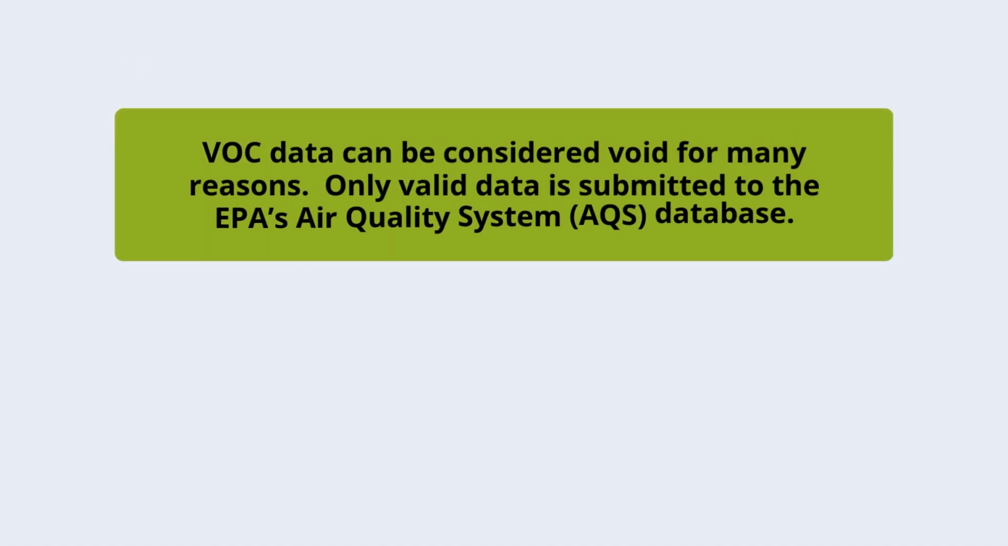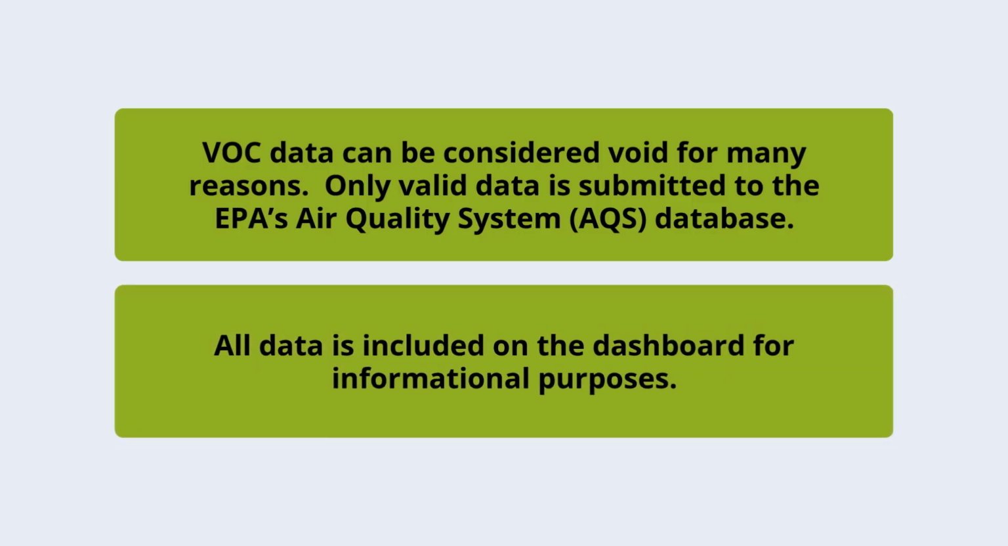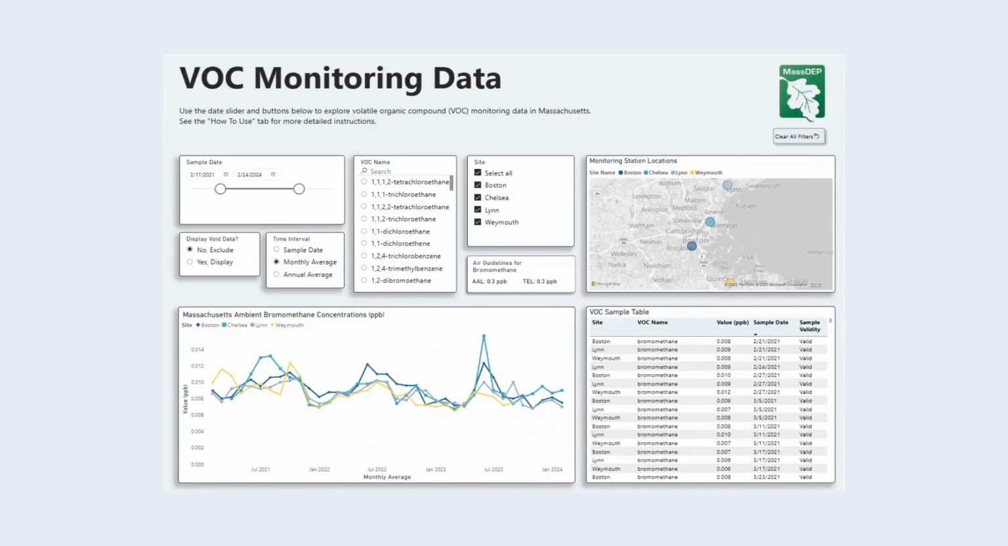VOC data can be considered void for many reasons. Only valid data is submitted to the EPA's Air Quality System Database or AQS. All data is included on the dashboard for informational purposes. Use the Display Void data box to either include or exclude void samples.